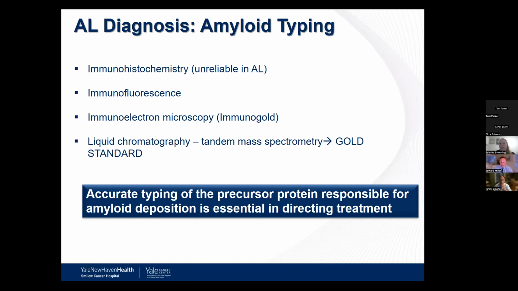tandem mass spectrometry, which is a procedure where the amyloid deposits are microdissected and then proteins are sequenced by mass spec and compared with libraries of proteins for identification. And at our institution, we send out our specimens to the Mayo Clinic for amyloid typing by mass spec, again, as a gold standard. And importantly, accurate typing, as mentioned, of the amyloid protein is really essential to determine appropriate treatment for amyloidosis, given that different types of amyloidosis can have significantly differing treatment regimens.